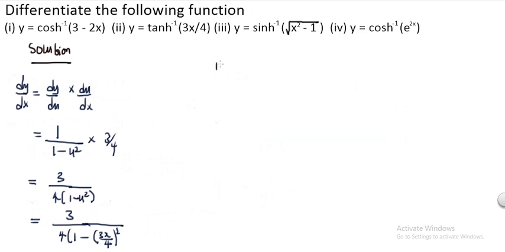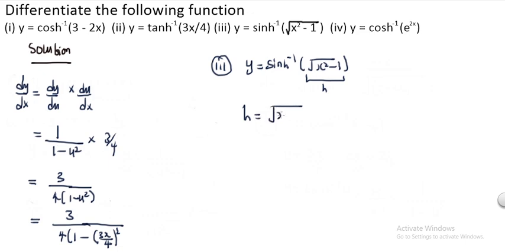For the third example, we have y is equal to sinh inverse of the square root of x squared minus 1. Now in this case, we still have a function of a function. Let's represent this as h. So I can say h is equal to the square root of x squared minus 1. Now this can be written as (x squared minus 1) to the power of half. By the way, this is a function of a function by itself. But then if we want to write y, we can say y is equal to sinh inverse of h.